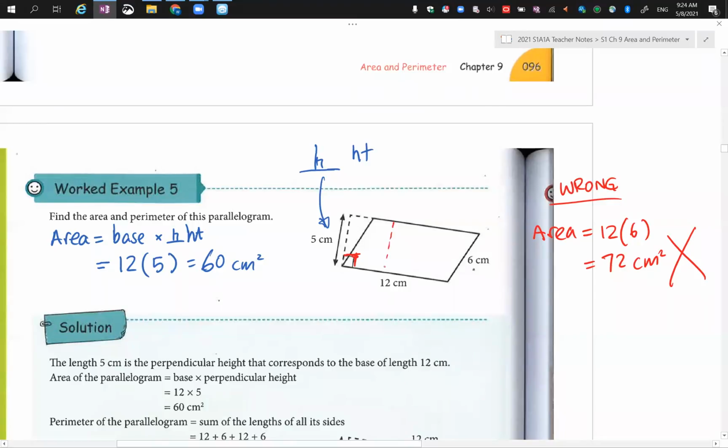Okay, so sometimes the perpendicular height is drawn here, sometimes it's drawn here, sometimes it's drawn here. All these are possible places for them to draw the perpendicular height. And all these dotted lines have the same length. Can you see that? Same length.